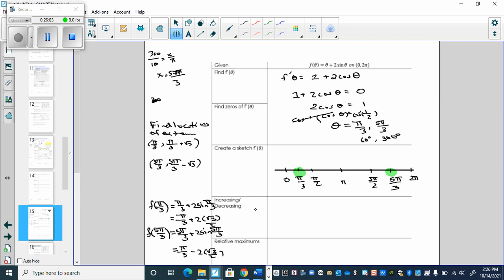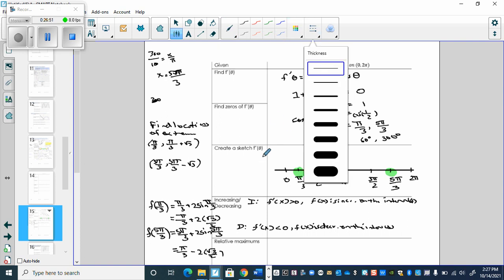Where is f of x increasing or decreasing? So increasing, when f prime of x is greater than 0, f of x is increasing on the intervals. I'm going to put intervals. Okay, now decreasing, when f prime of x is less than 0, f of x is decreasing on the intervals. Okay, so let's go get some values here.